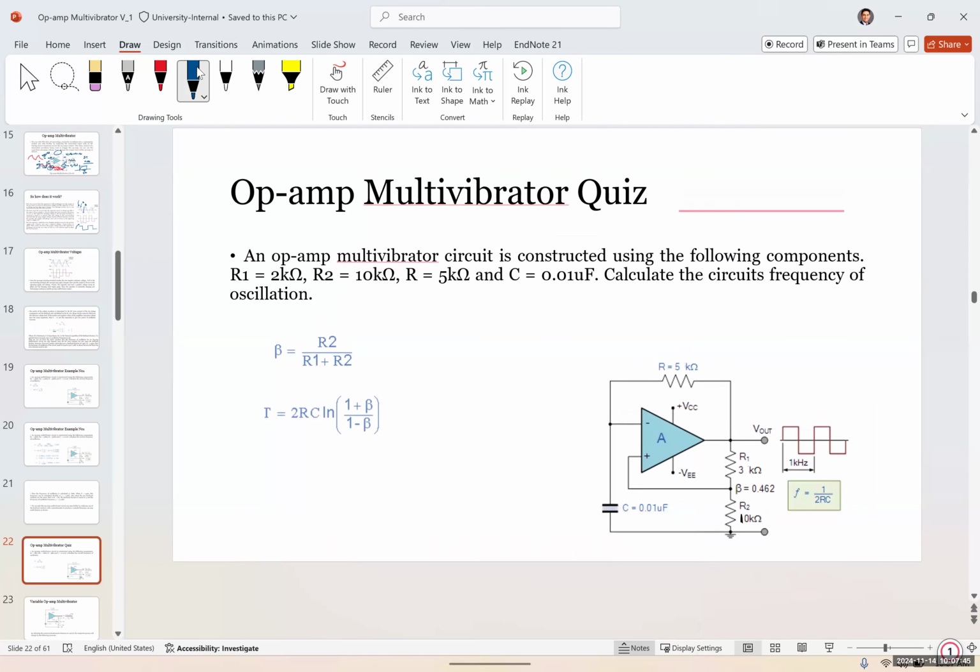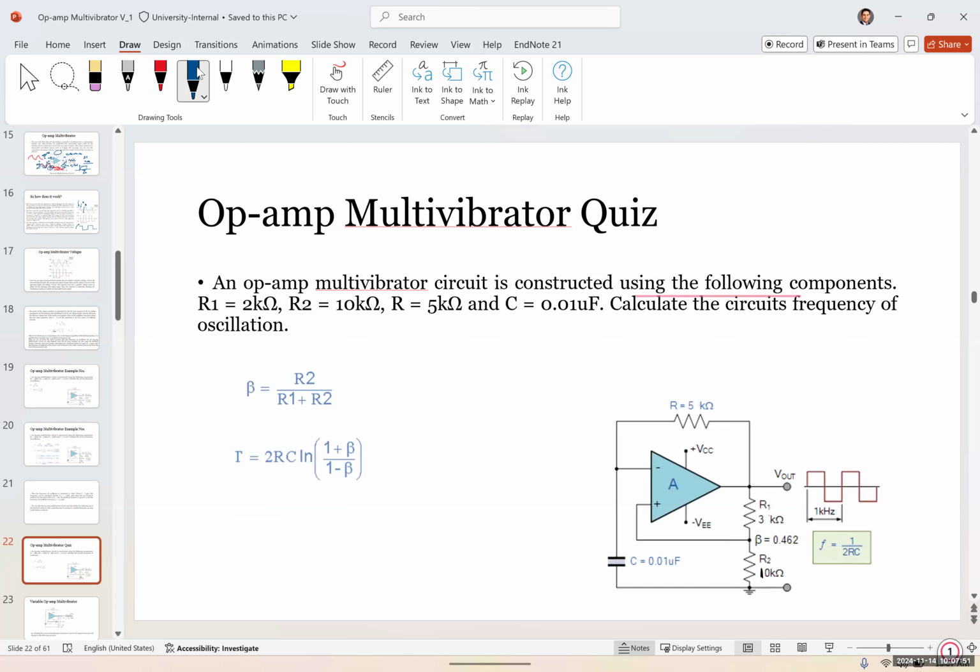This is again a small quiz. Beta would be R2 over R1 plus R2. In this one, R1 is 2K, R2 is 10K, and R is 5K, and C is again 0.01 microfarad. We want to find the frequency F.